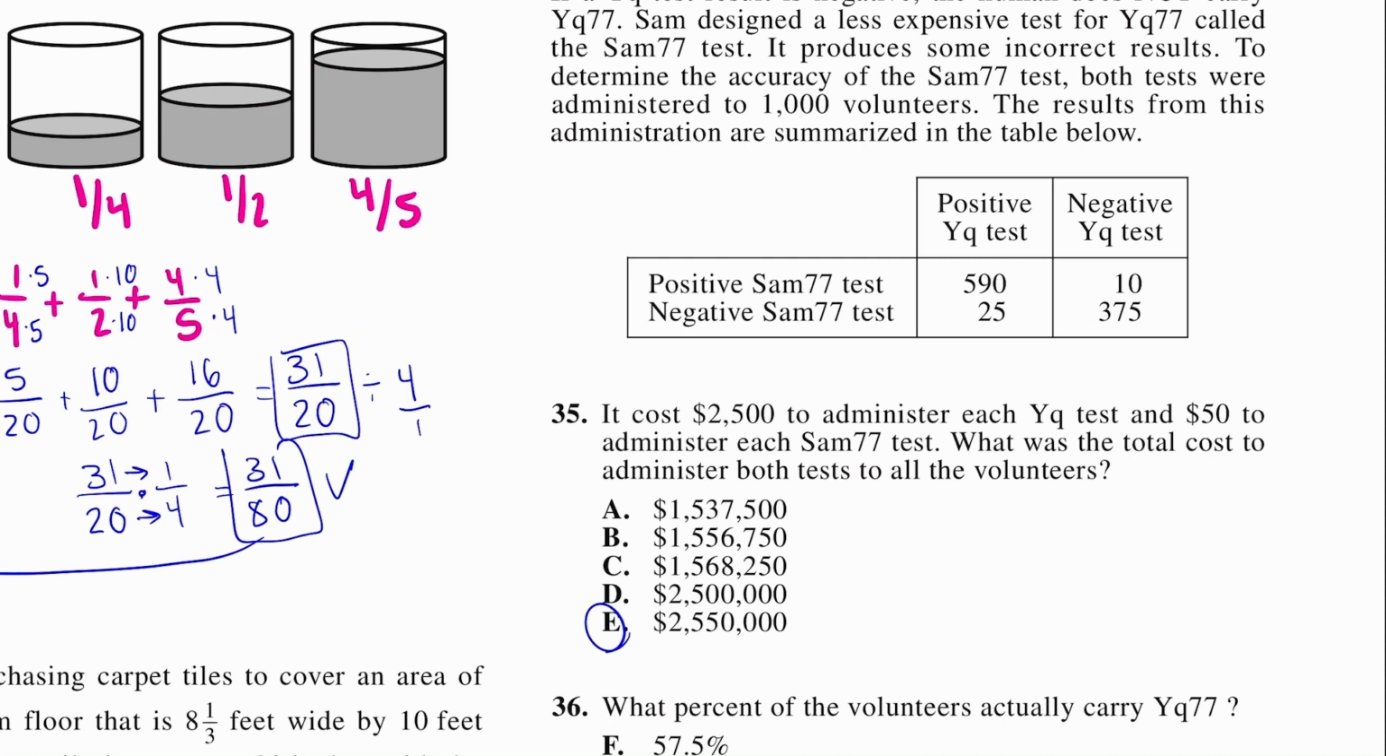So we have 1,000 volunteers. So 1,000 times the first test is $2,500, plus all the volunteers then got the $50 test. So if you do that in your calculator, you will get letter E, 2,550,000.